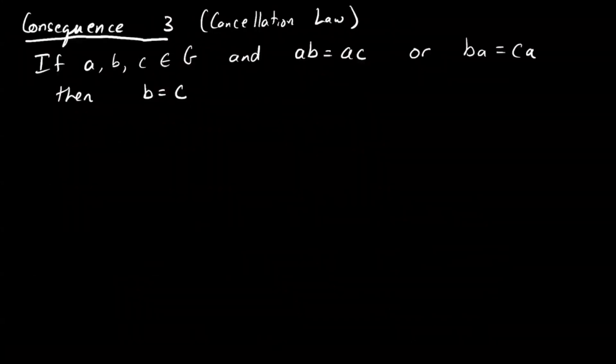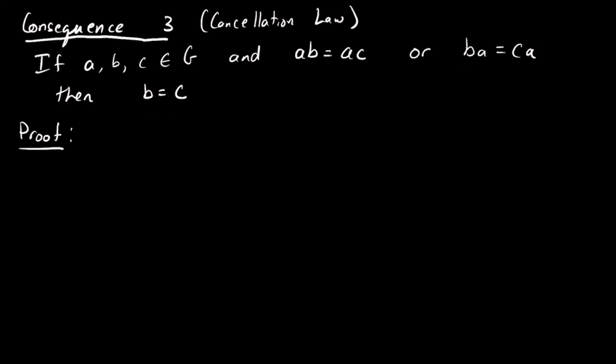Okay, and a third property now is what's called the cancellation law. So if A, B, and C are elements of my group, and AB is equal to AC, or BA is equal to CA, then I can just cancel out the A's. So I have AB equal to AC implies B equals C, and BA equal to CA implies that B equals C. So I can cancel out the A's.